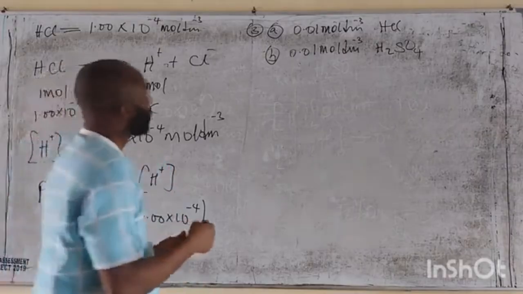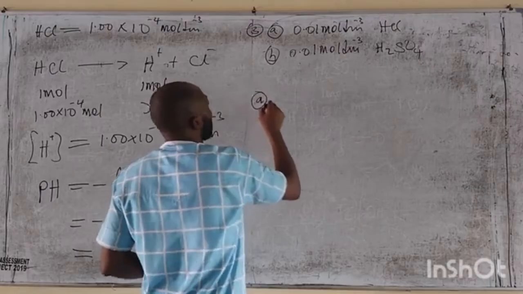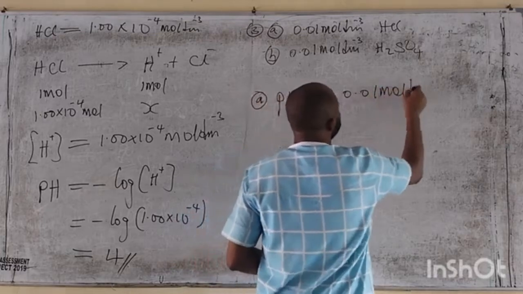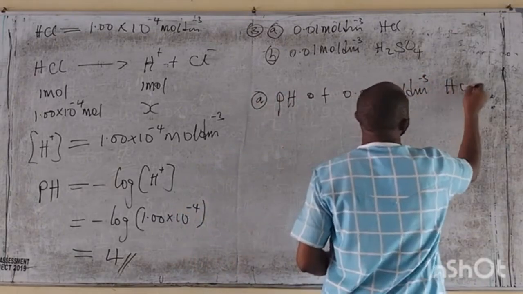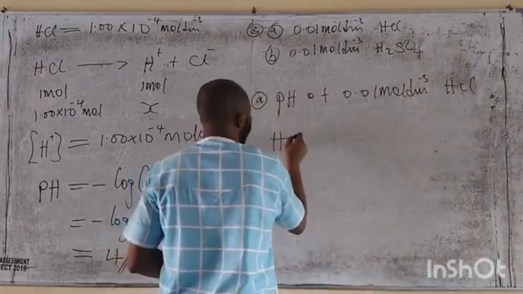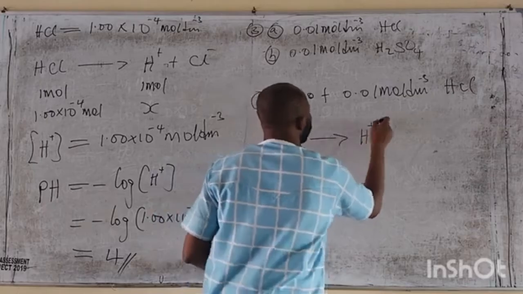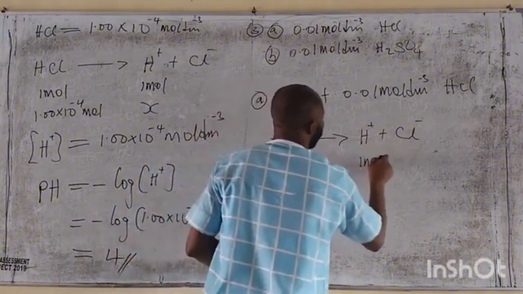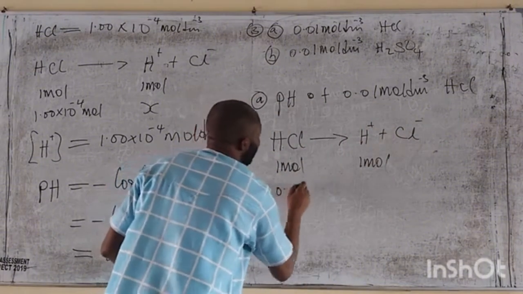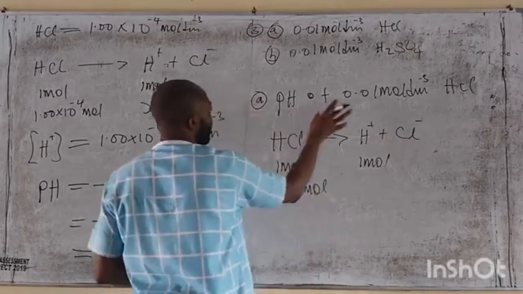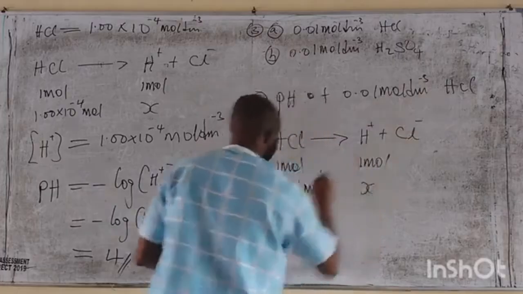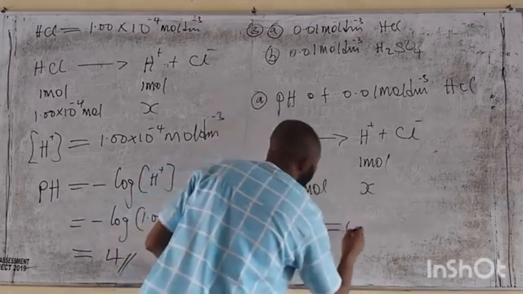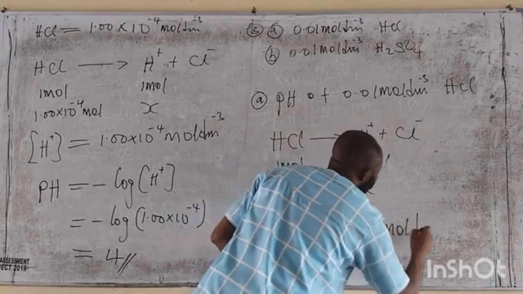Okay, let's take A. The pH of 0.01 mole per dm cube HCl. In doing that, we first of all ionize this, which gives us hydrogen plus and chlorine negative. 1 mole of this gives us 1 mole of hydrogen ion, and I have 0.01 mole of the acid equal to X. So my hydrogen ion concentration is this times this, which is 0.01 mole per dm cube.